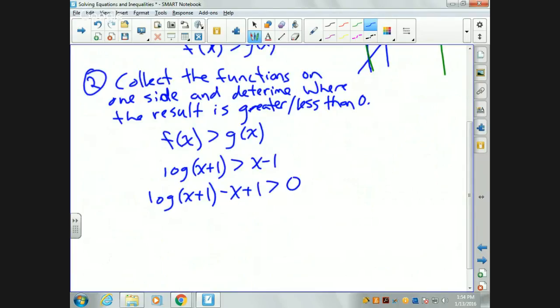Which leaves 0 on the right side. So we could graph this. I don't really have any good sense of what this looks like, but if we were to graph this, wherever that function would be bigger than 0, I have no idea. I just drew that on the board, so don't think that that's what this looks like.